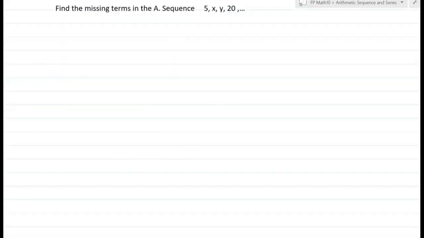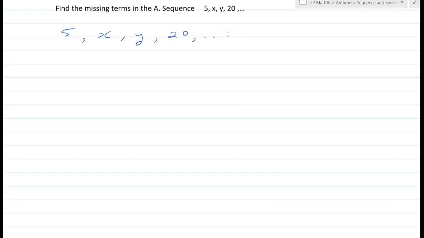So look at another question now. Let's do that. A sequence is given to us, but the question is, let's find the missing terms in this sequence. We got 5 the first term, we got x and y the second and third term, and the fourth term is 20, and then it continues. So let's rewrite this in a form where we can manipulate the sequence.